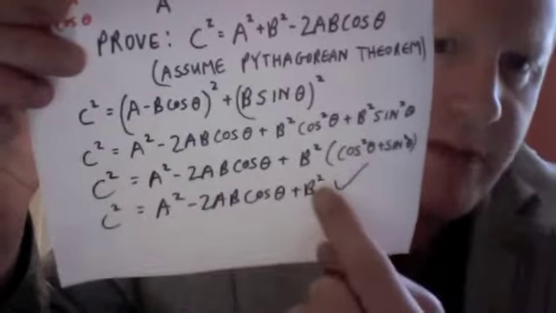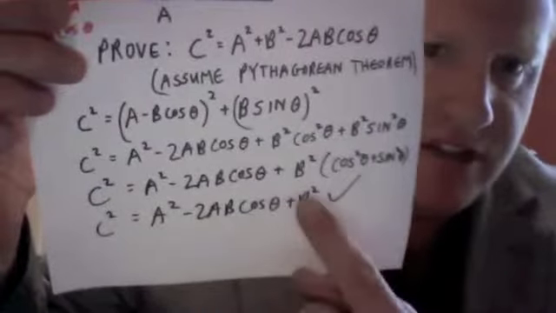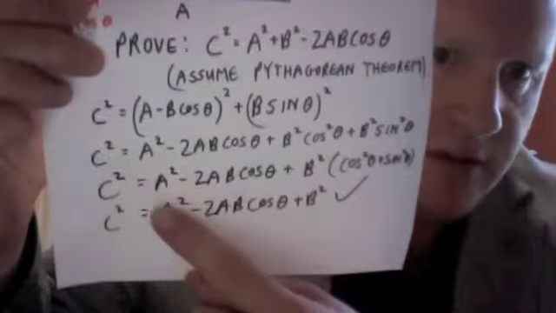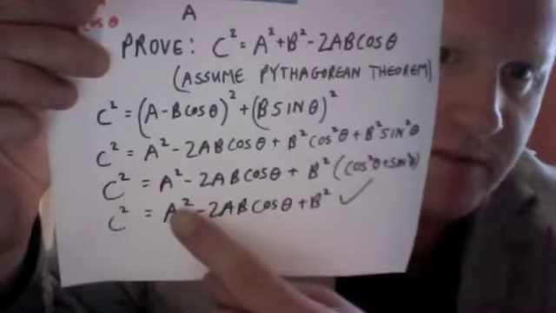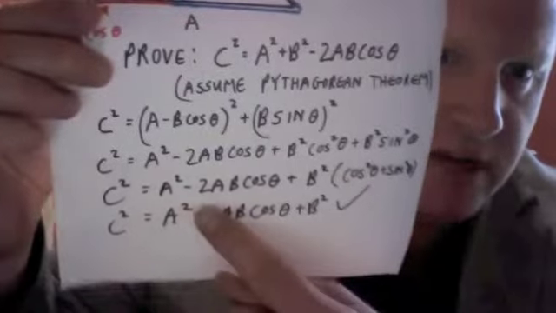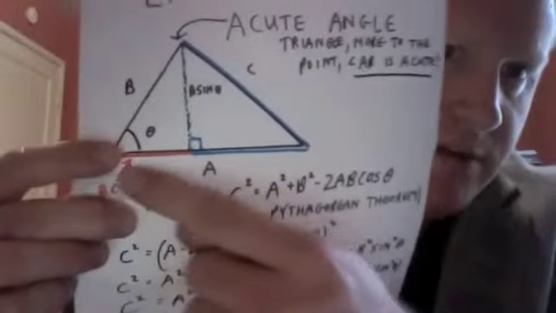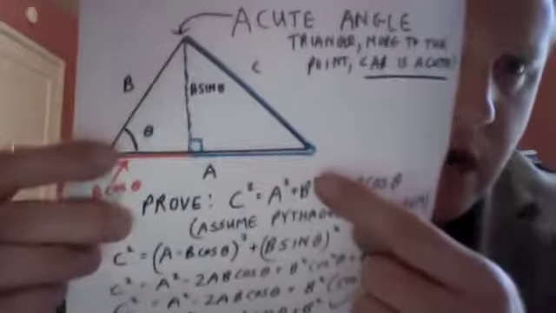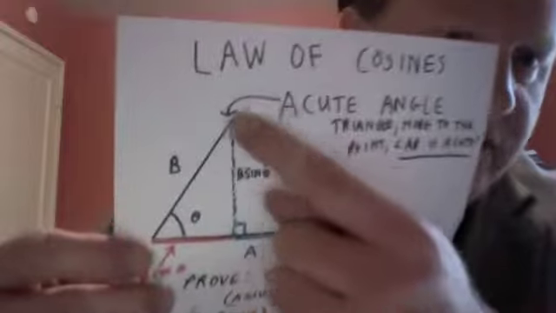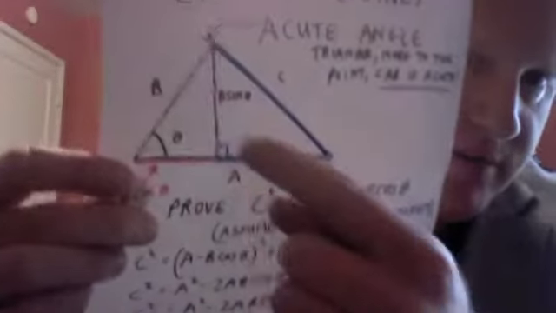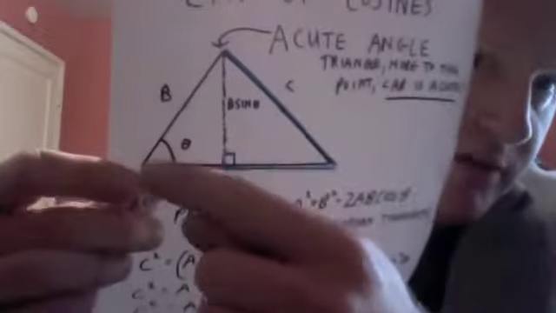Well, if I have 1 as my factor, then that's just the same thing as having B squared times 1, which is B squared. So these drop down, and you've affirmed that C squared is equal to A squared minus 2AB cosine angle plus B squared. So I've now proven for all acute angles that A squared plus B squared minus 2AB cosine of this angle is equal to C squared.